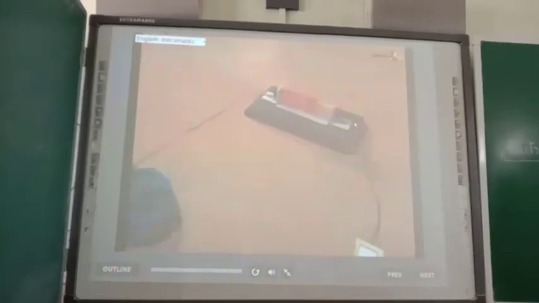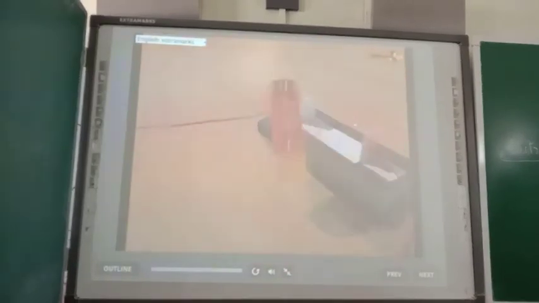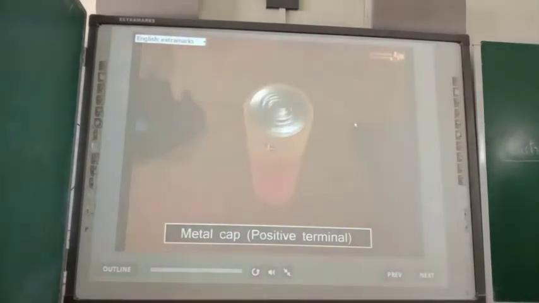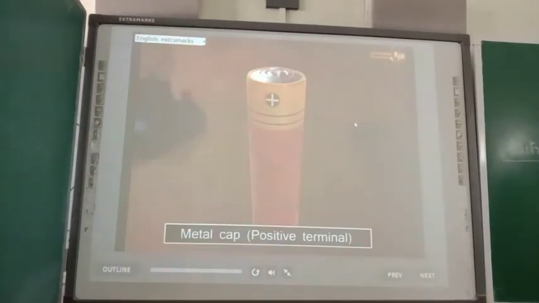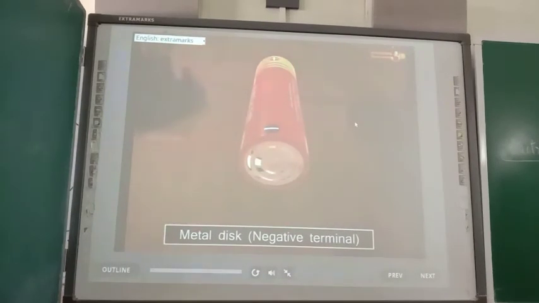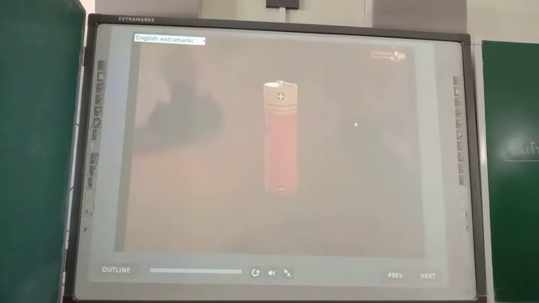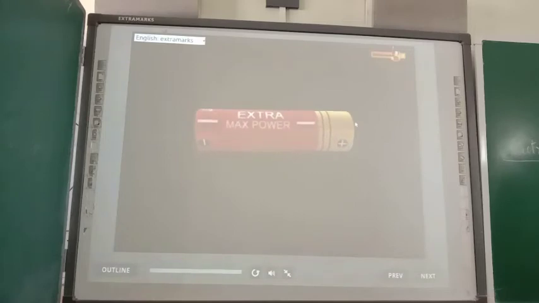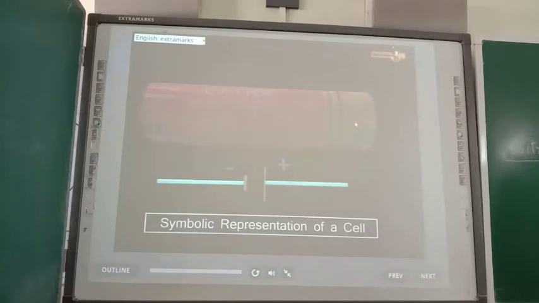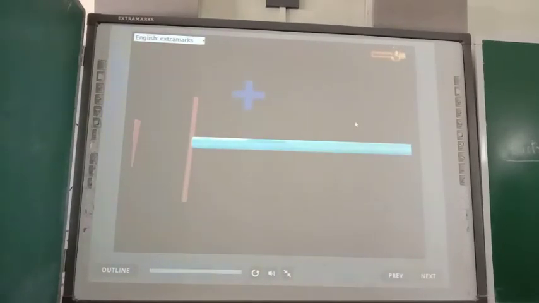You must have noticed that in an electric cell, there is a small metal cap on one of its sides which indicates its positive terminal, whereas the metal disc on the other side indicates its negative terminal. In the symbolic representation of an electric cell, the longer line represents its positive terminal, whereas the thicker line, which is also the shorter line, represents its negative terminal.